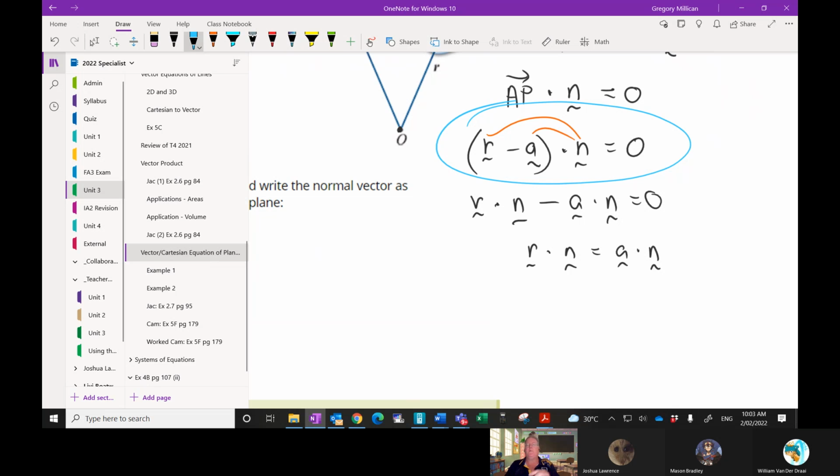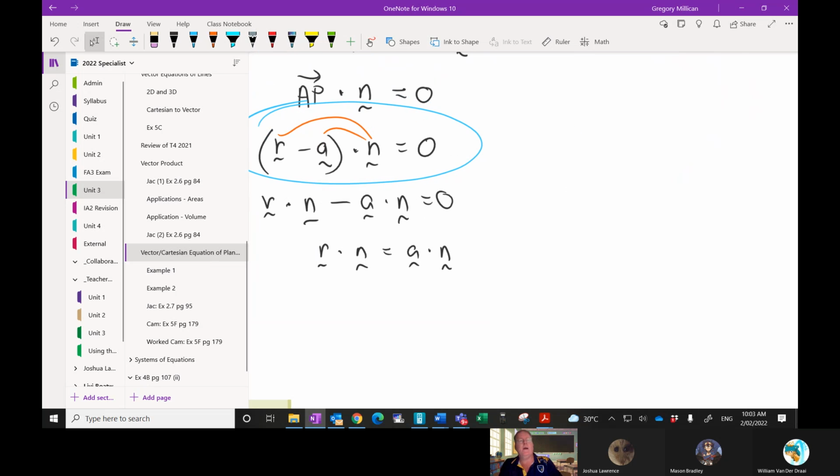So what we're going to do is rewrite what you see in the blue circle in Cartesian form. Okay, so let's define r as being any point on the plane, so xi plus yj plus zk. And we're going to define our point, any point on the curve. We can call it anything we like: a1i plus a2j plus a3k.